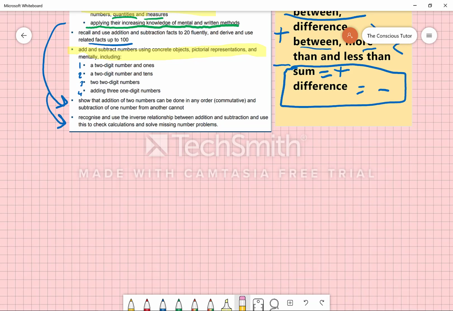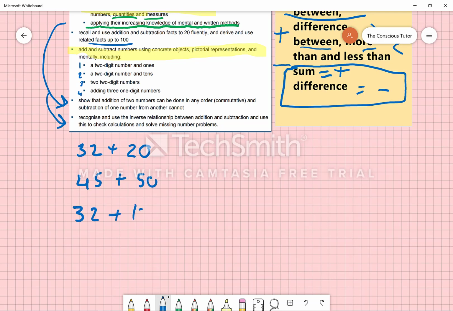Number 2, a 2-digit number and a tens number. So they could have the number 32 and they may need to add 20. It is a multiple of 10. We could have 45 and they may need to add 50.